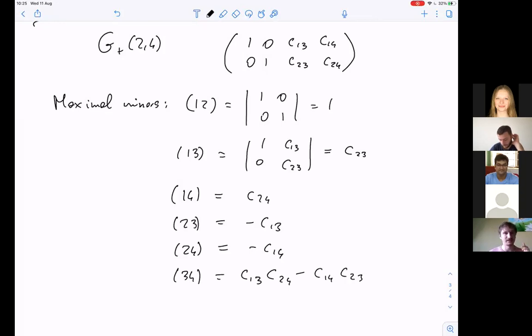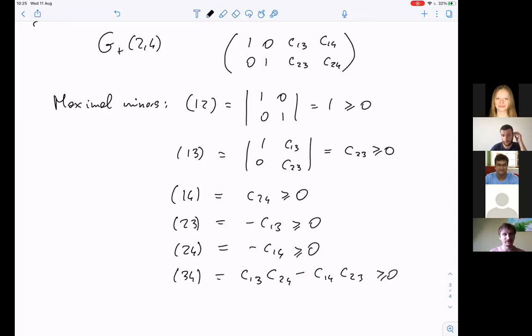Okay, so these are the maximal minors. There are some minus signs here. There are also some minus signs here. But now, to restrict to an element of the positive Grassmannian, I just demand that all of these things are, let's say, non-negative. Okay, this gives me some constraints.